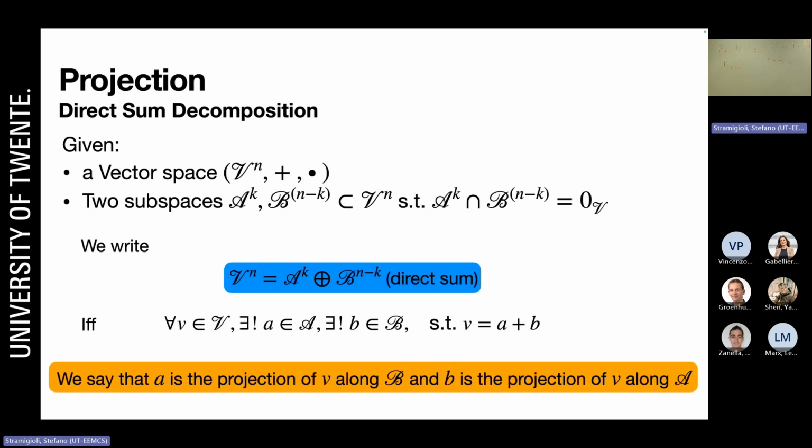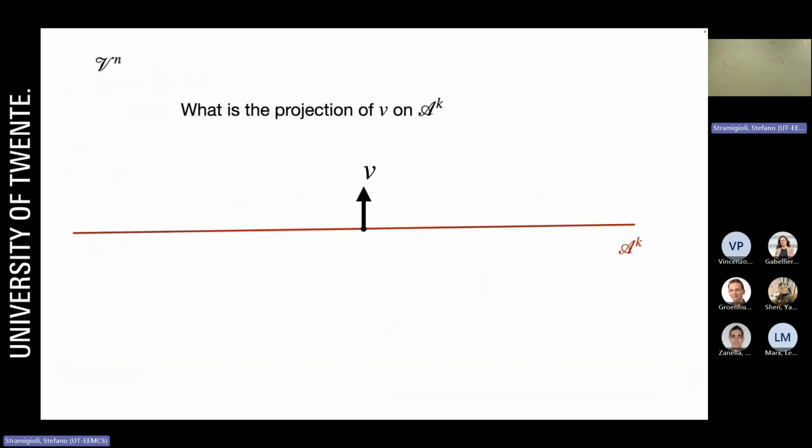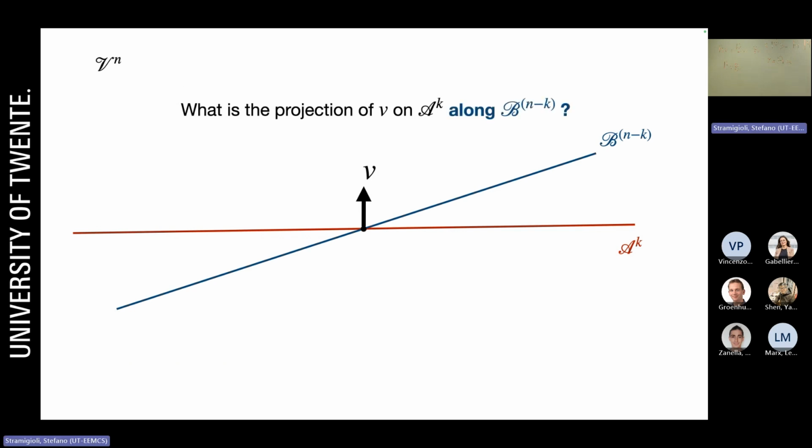And now I can talk about projection. Now I can say that A is the projection of V on A along the complementary space I defined, right? Or the other way around. So now if I look at the problem and I say, what is the projection of V on A? It's not defined, but if I say along B, then it's properly defined. And now, what is the projection of V on A along B?